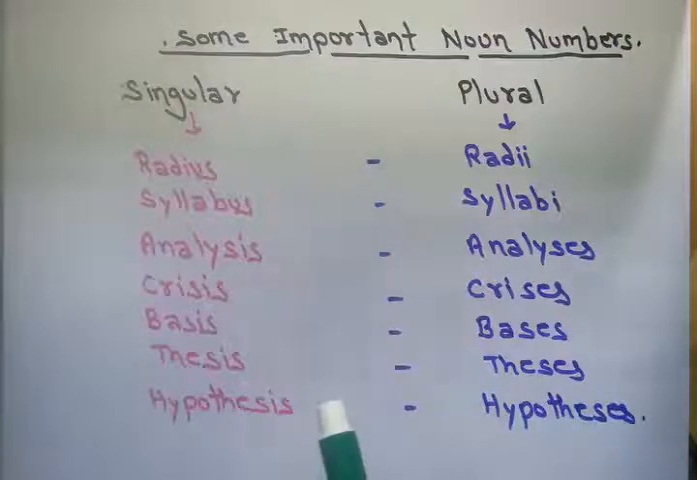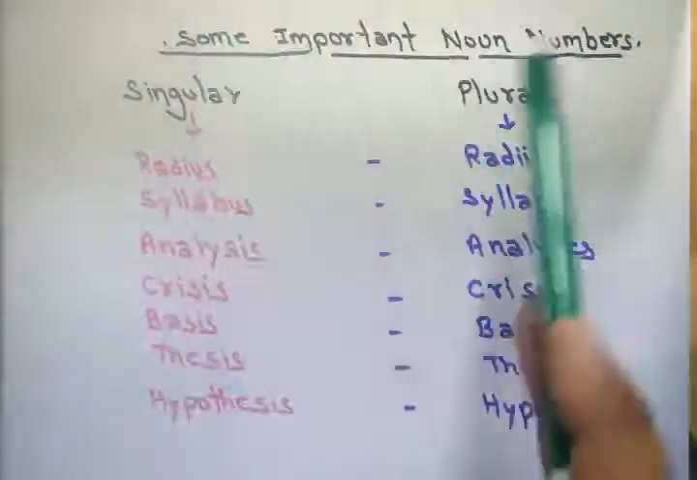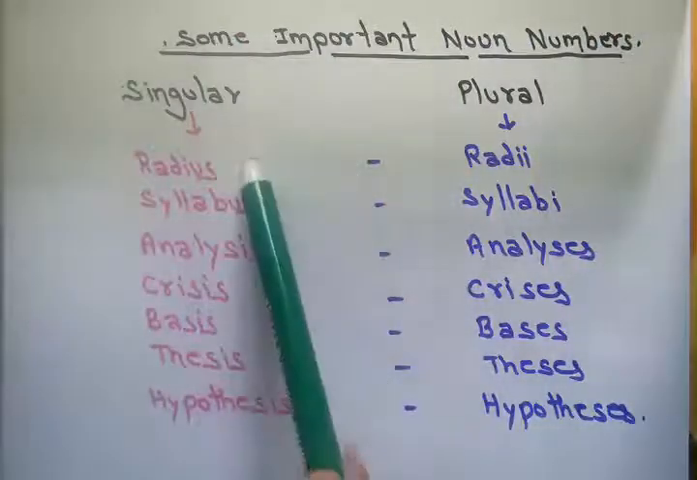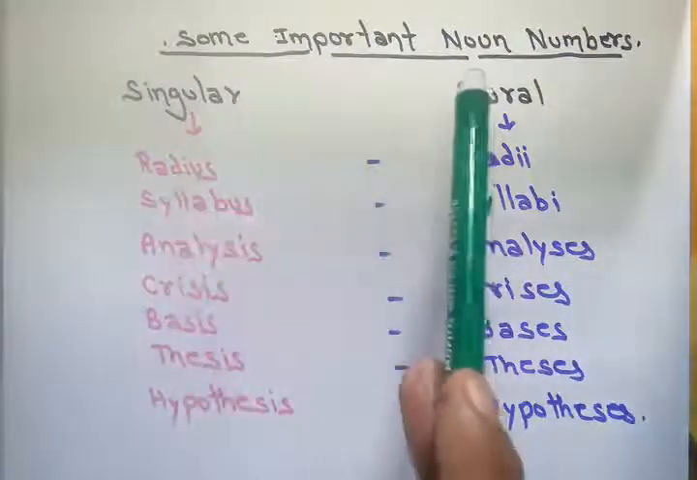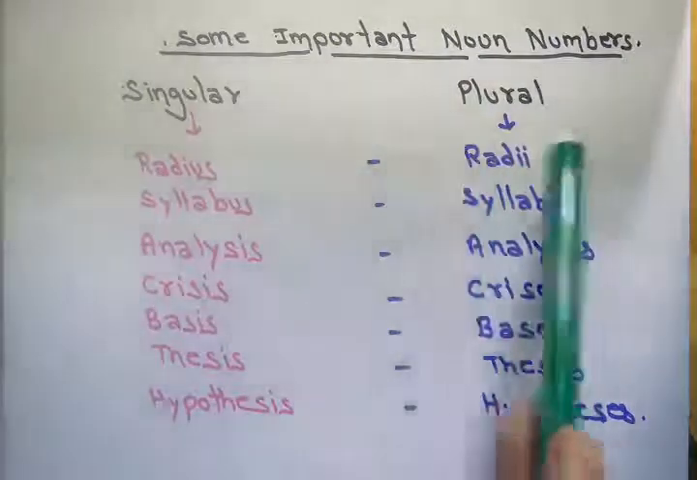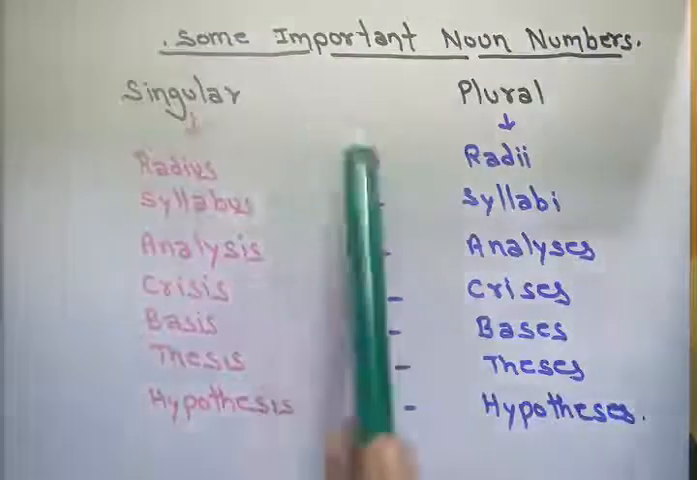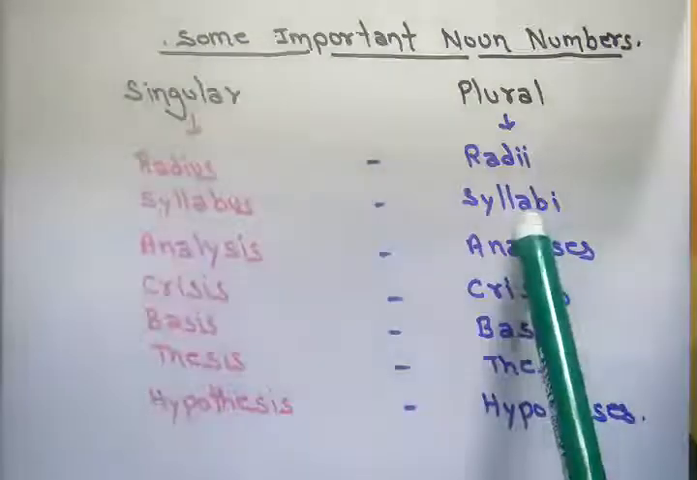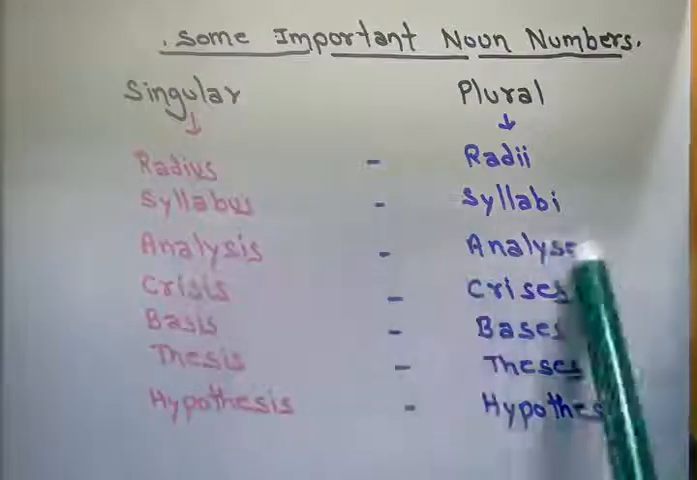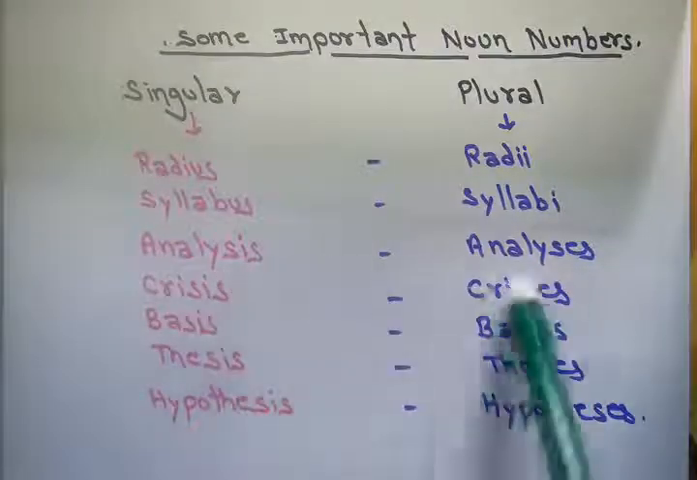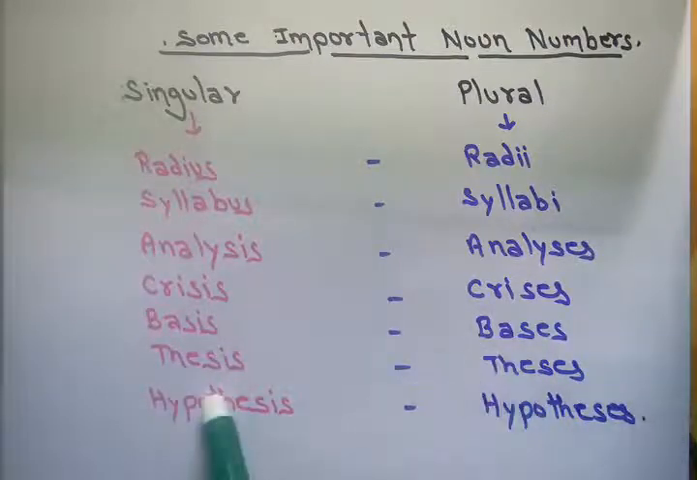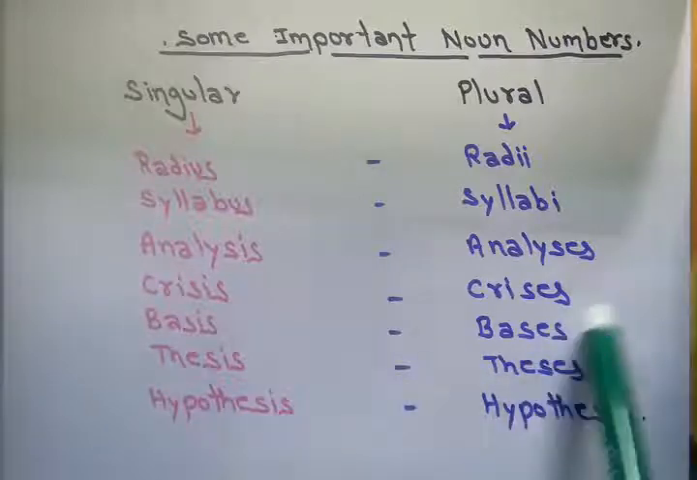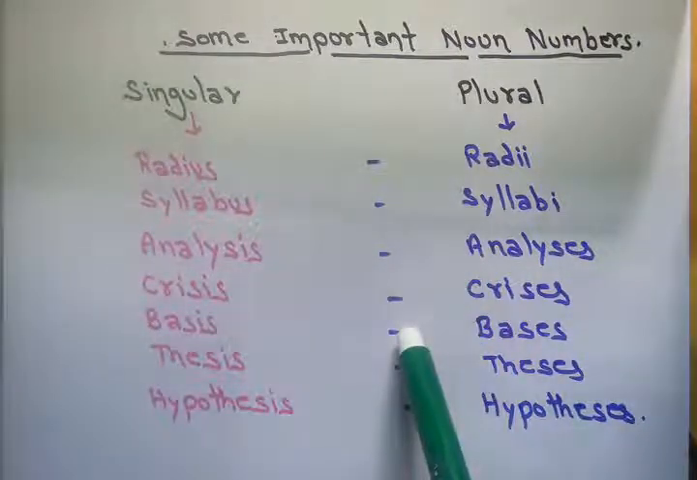There are some important noun numbers. These are very rare, so learn them. Singular form, radius; plural form, radii. So this is totally different from the above rules. Syllabus, syllabi. Analysis, analyses. Crisis, crises. Basis, bases. Thesis, theses. Hypothesis, hypotheses. So these are some important nouns. Always try to learn them.